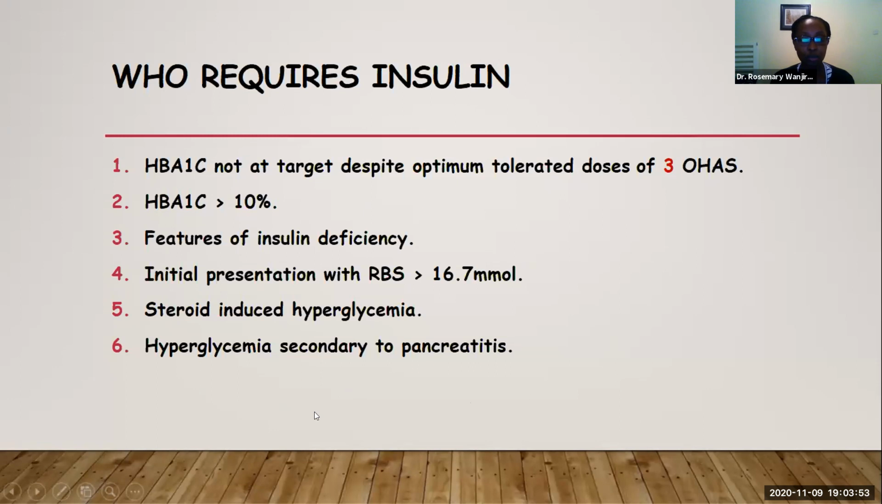If at initial presentation their random blood sugar is very high, that is more than 16.7, it is usually advised to start with insulin. Then later on you can try if they can work on orals.